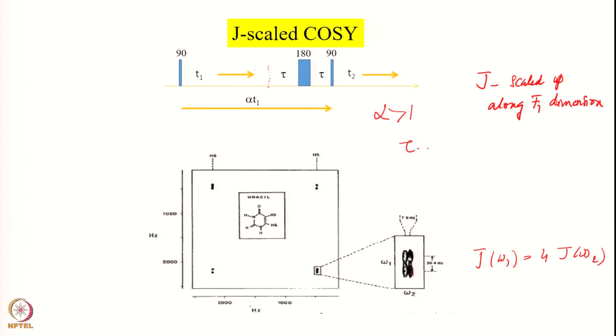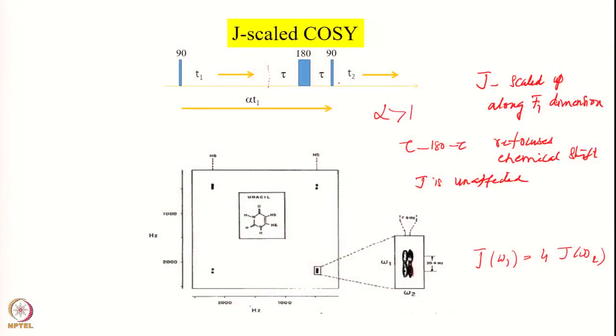So what it does? Tau 180 tau refocuses chemical shifts, whereas the J is unaffected. Therefore, J continues to evolve for the period alpha times T1. You can choose whatever value of alpha, 2, 3, 4, 5, depending upon the situation. Recently I have noticed that people have used alpha of 30. That is if you have extremely small coupling, you want to blow it up in such a large manner that you see the fine structure and the cross peak structure there, and then you can measure the coupling constant very precisely.